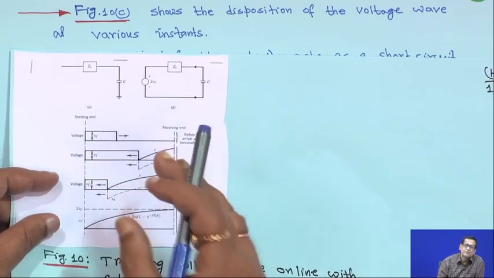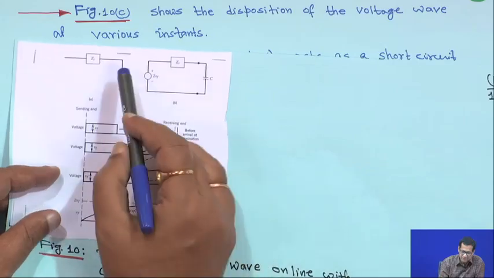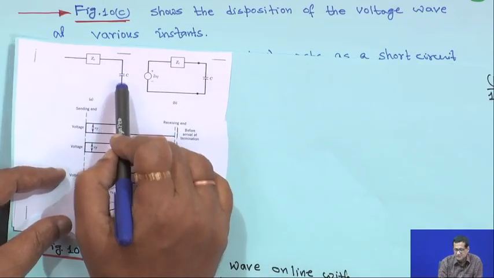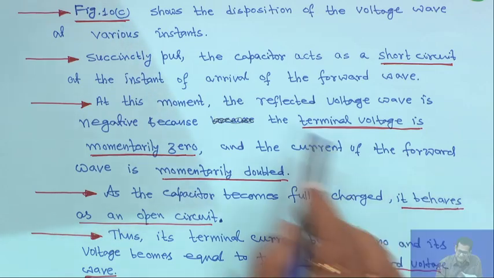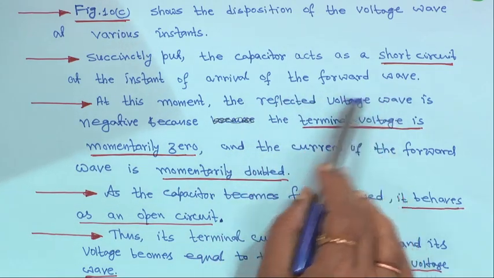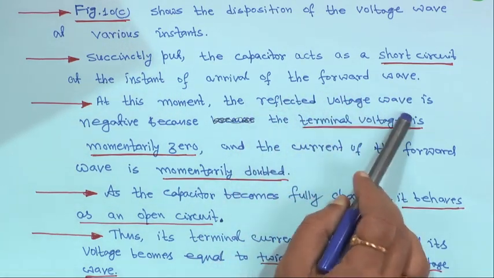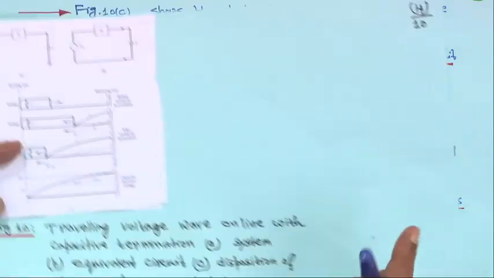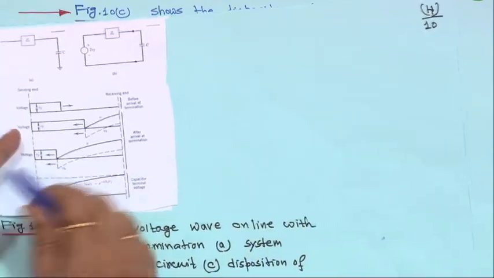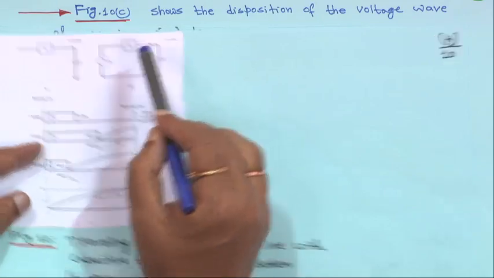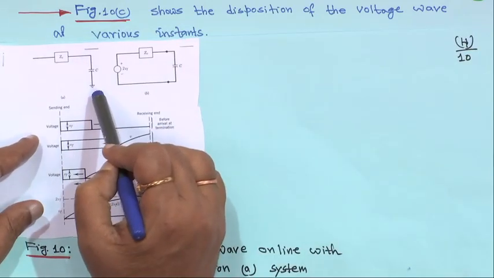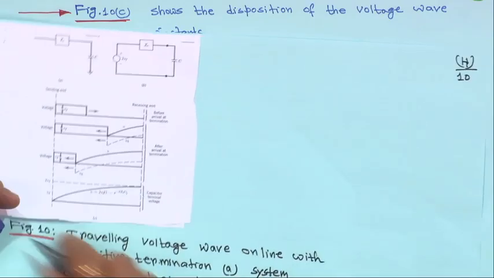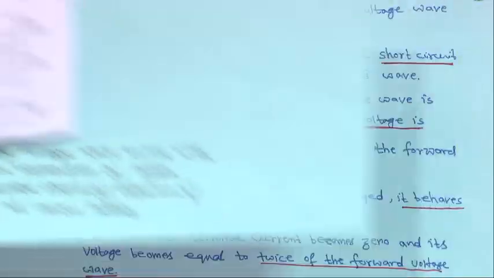So, it takes time to reach the receiving end, but as soon as it reaches the receiving end, the capacitor will behave like a short circuit. So, if the capacitor acts at the instant of arrival of the forward wave, at this moment the reflected voltage wave is negative, because the terminal voltage is momentarily 0. That means when your travelling wave is arriving here, the capacitor is short circuited.